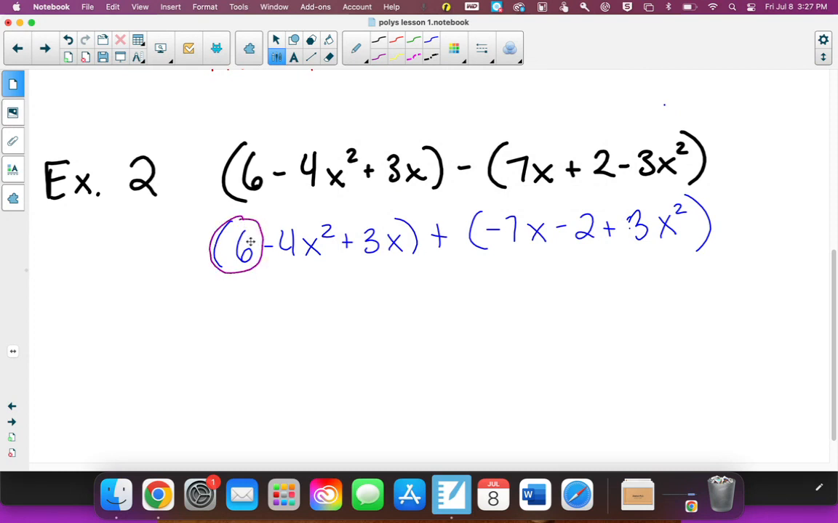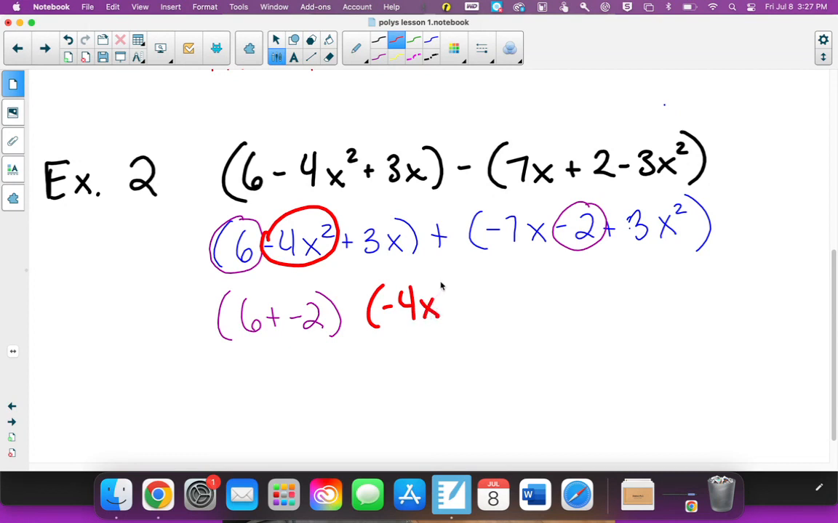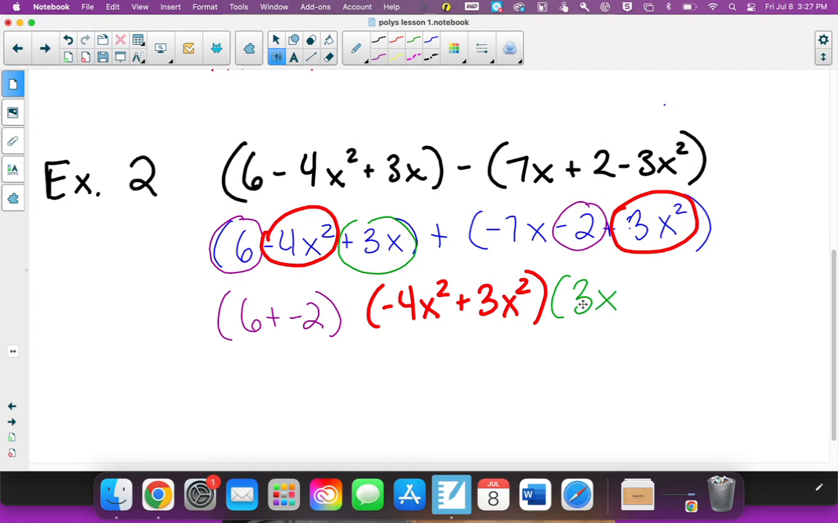We've got 6, a constant term. Okay, go all the way down, and we've got a negative 2. There we go. So 6 plus -2, that's the first one. All right, and then we have -4x squared. And go through, and that would be a positive 3x squared. All right. And then we've got a positive 3x and a negative 7x.